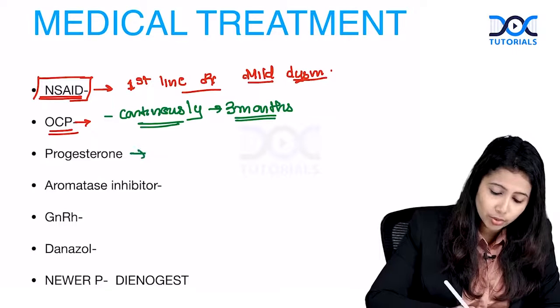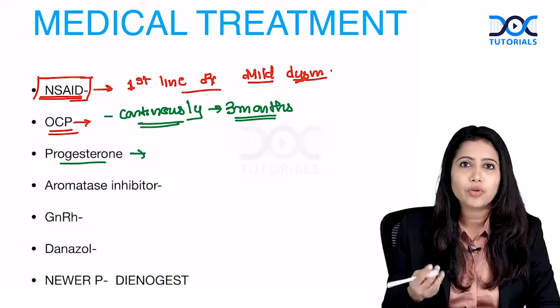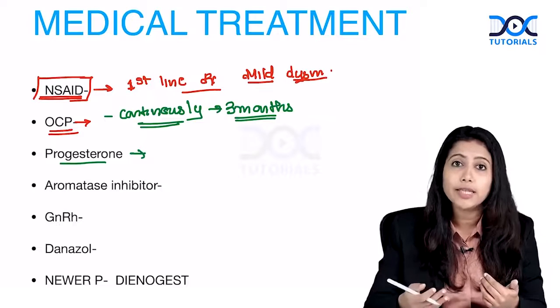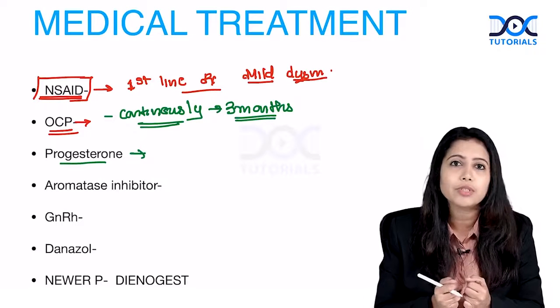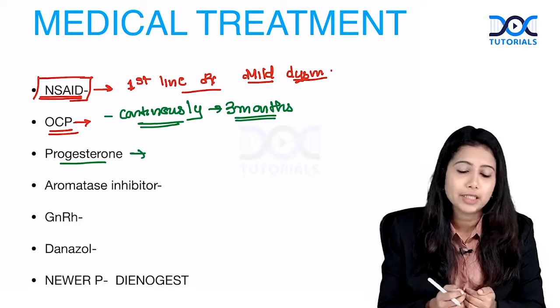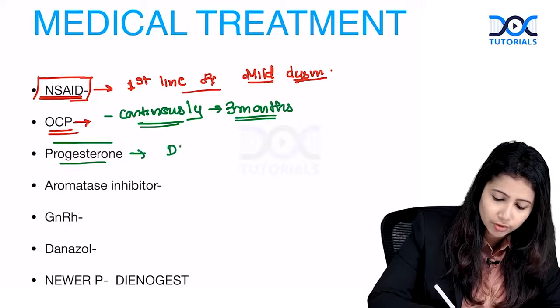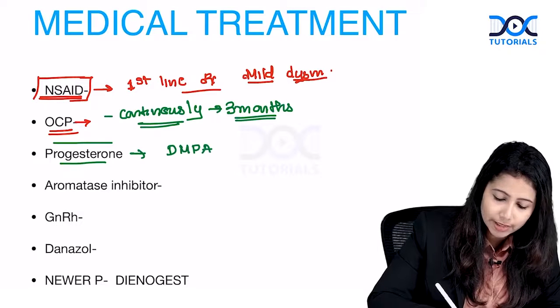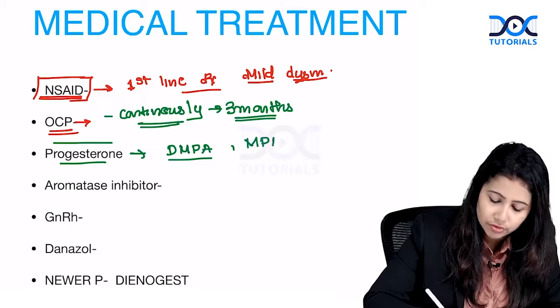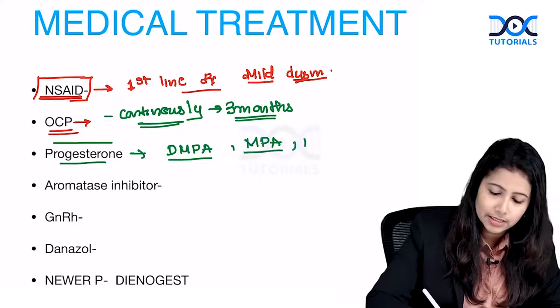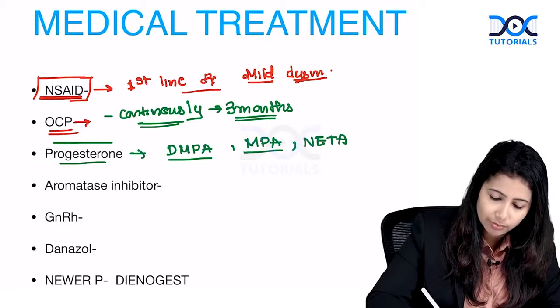Again, we can use the progesterone. Progesterone basically stabilizes decidualization of these endometriotic deposits, and it decreases the bleeding in them. So progesterone can be used again. The various forms of progesterone like DMPA, medroxyprogesterone acetate, norethisterone, all these can be used.